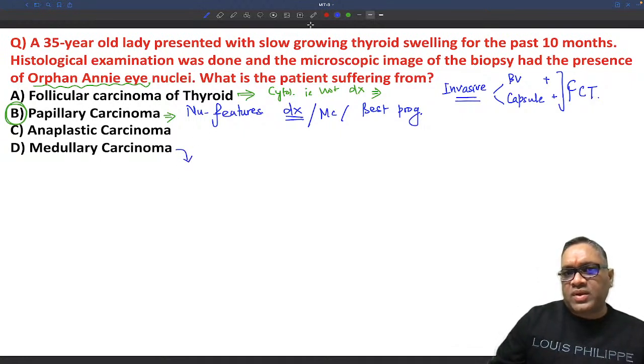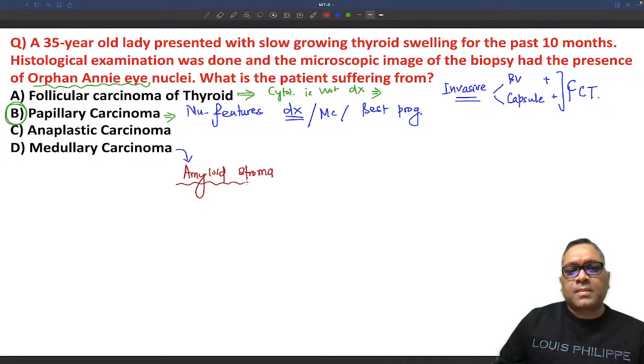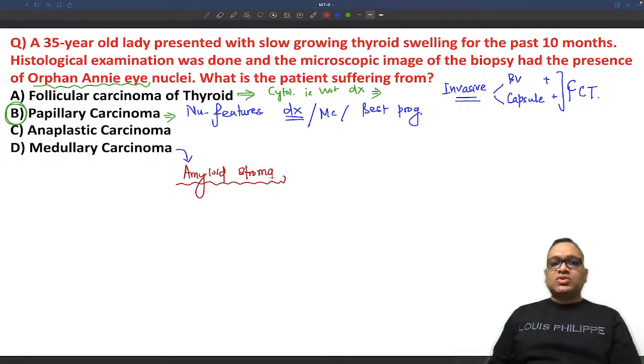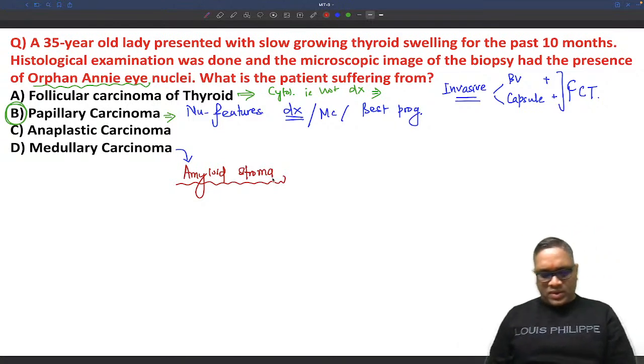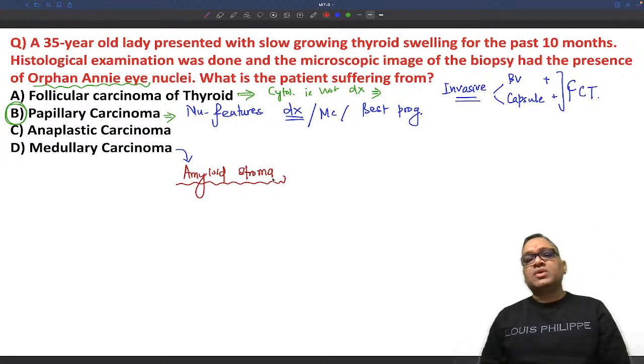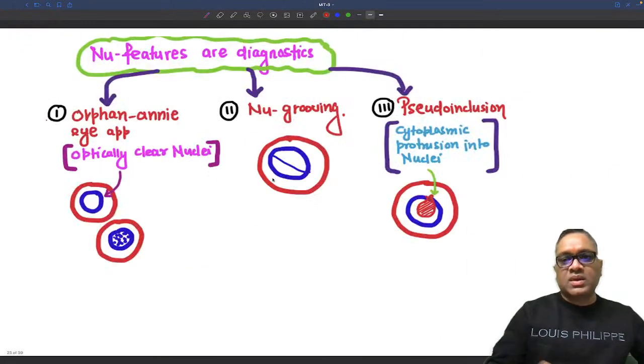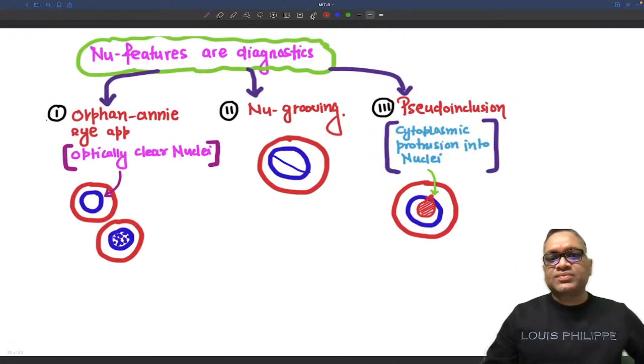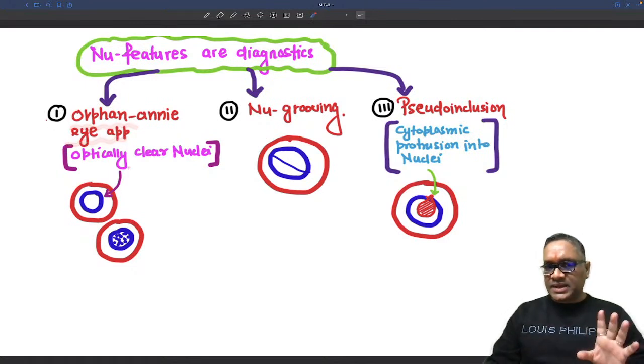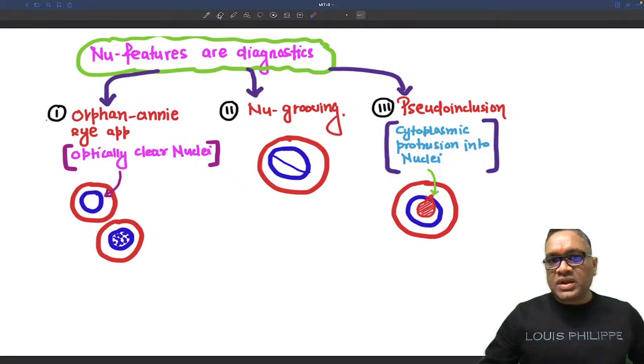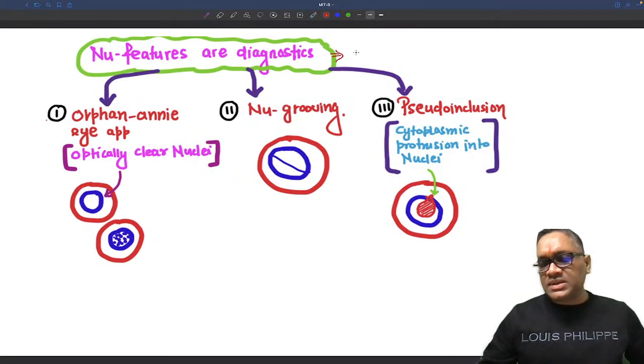Medullary carcinoma of thyroid will have amyloid stroma. That is the important thing. So amyloid stroma will be seen in medullary carcinoma of the thyroid. So now you can see what the nuclear features are which will be diagnostic. Number one, orphan Annie eye appearance, as I said. Please remember, nuclear features are diagnostic in which cancer? It will be seen in papillary carcinoma of the thyroid.